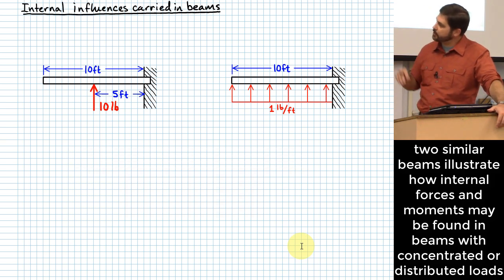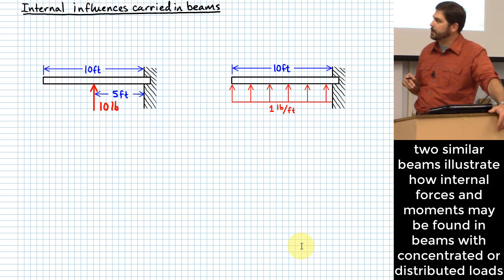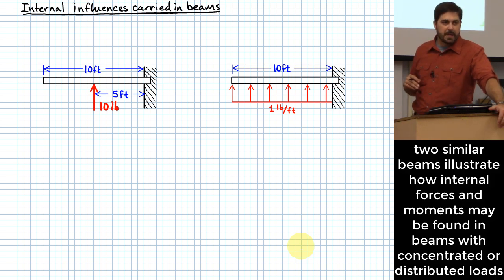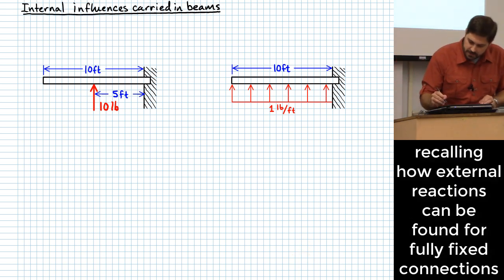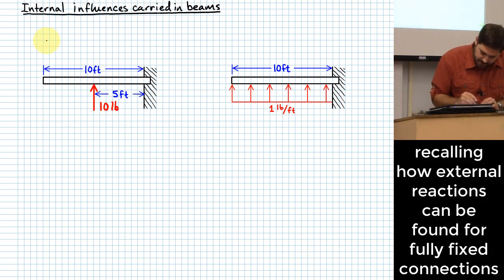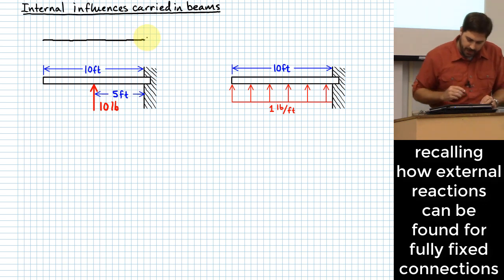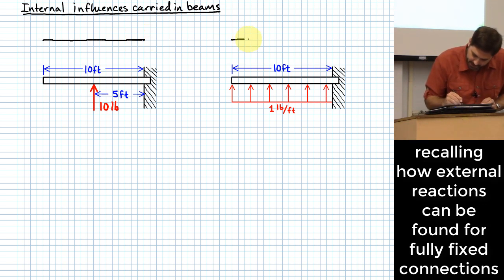Okay, so these are two cantilevered beams. One has a concentrated load of 10 pounds acting right in the middle. The other one has a distributed load of 1 pound per foot acting over the entire 10-foot length. Let's think about what the reactions would be in each of these cases at the support. What if I was to do a simplified free body diagram of this one up here, and another simplified free body diagram of this one over here?